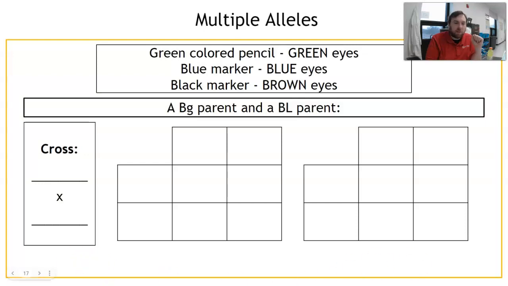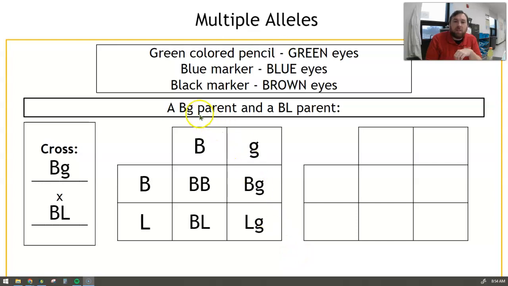Last one, last pause. Good luck. Let's try it out. So in this case, a BG parent and a BL parent are easy to put into the Punnett square here. You know you're going to drop down all the B's, drop across all the B's, and all the L's go right in next, followed by the G's that are most recessive.